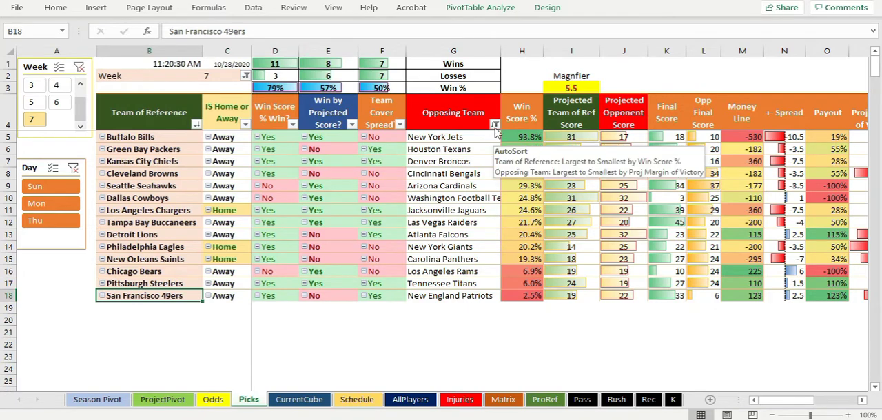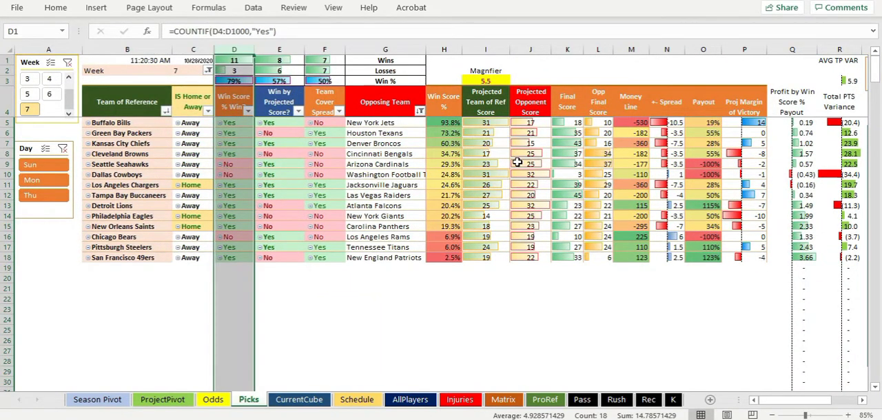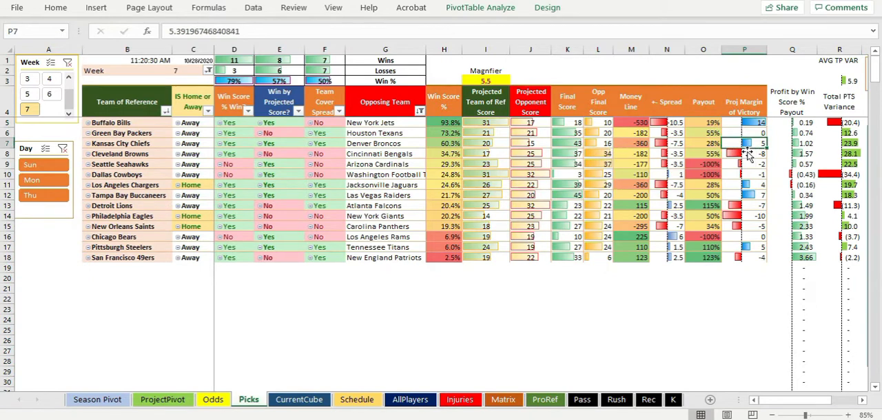games where both these things were correct, and the win score percentage was in your favor and the point projections were in your favor, then you did very well, right? That's these games right here. Winner, winner, winner, winner, winner. All those games won. Every single one of them.